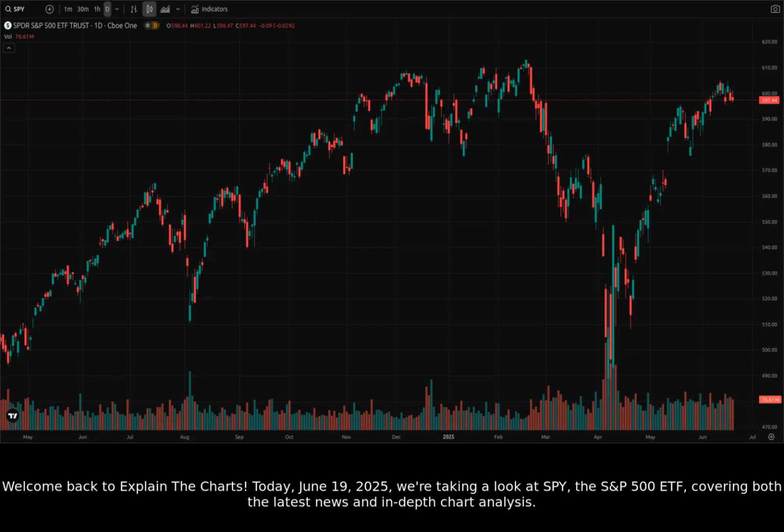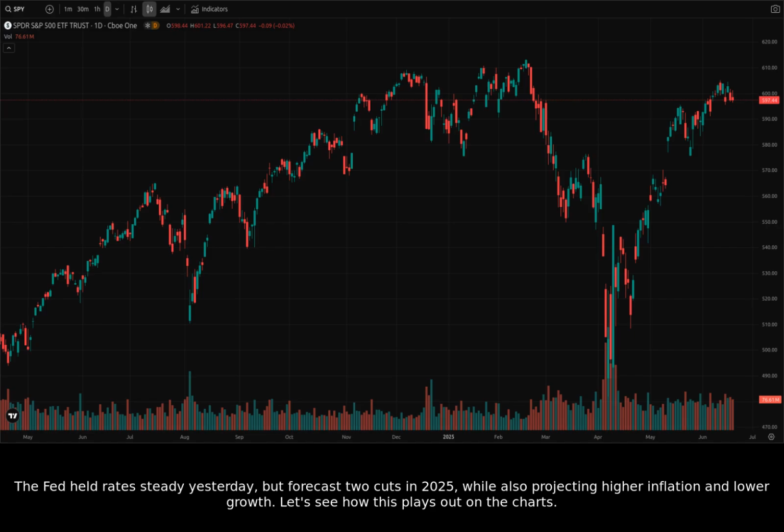Today, June 19th, 2025, we're taking a look at SPY, the S&P 500 ETF, covering both the latest news and in-depth chart analysis. The Fed held rates steady yesterday, but forecast 2 cuts in 2025, while also projecting higher inflation and lower growth. Let's see how this plays out on the charts.